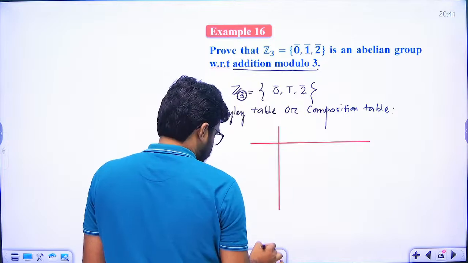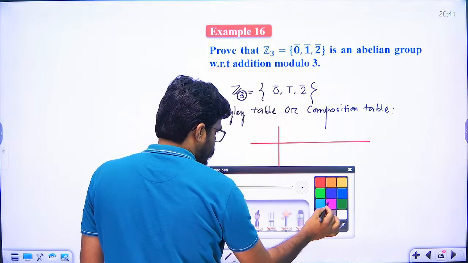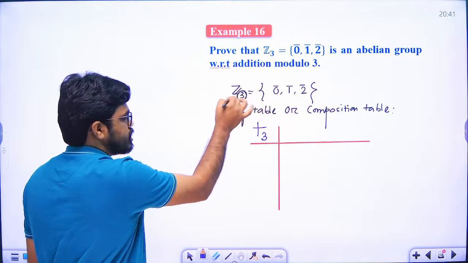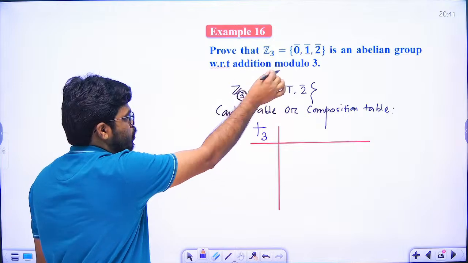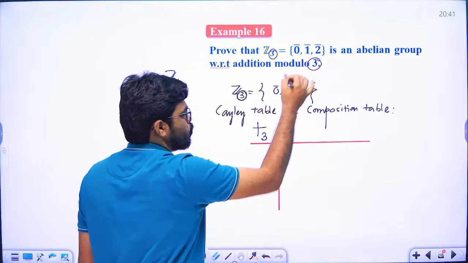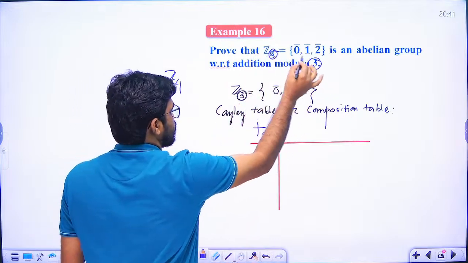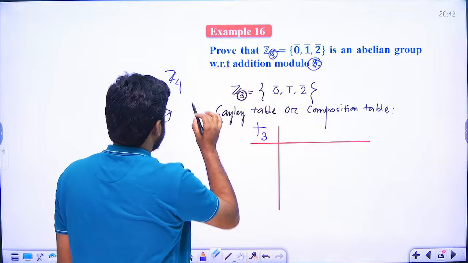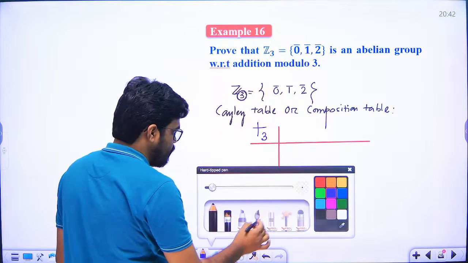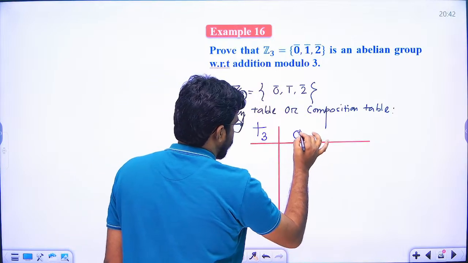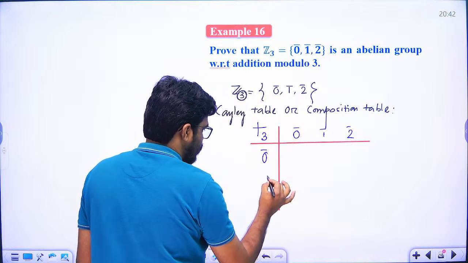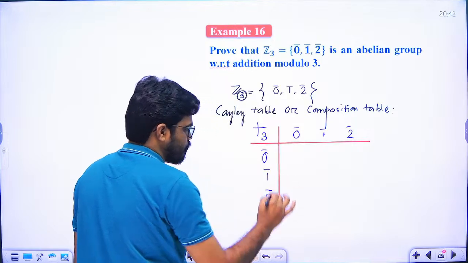Addition modulo 3, right? Addition plus sign modulo 3. Z3, addition modulo 3. If it were Z4 here, then definitely it would say modulo 4. Okay. If it is Z5, then modulo 5. So just see, what are the elements of Z3? The elements of Z3 are 0 bar, 1 bar, 2 bar, the modular system.